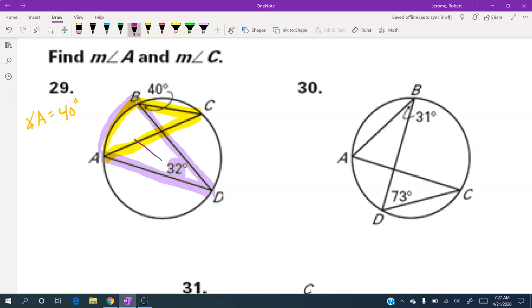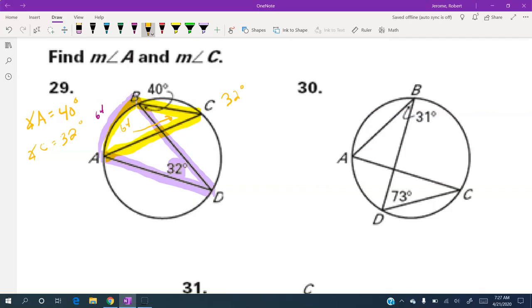So the angle is 32. The arc is 64. Since the arc is 64, its angle is 32 degrees. So angle C equals 32 degrees. So try number 30. Hit pause now. Okay, we're back. So let's try number 30.